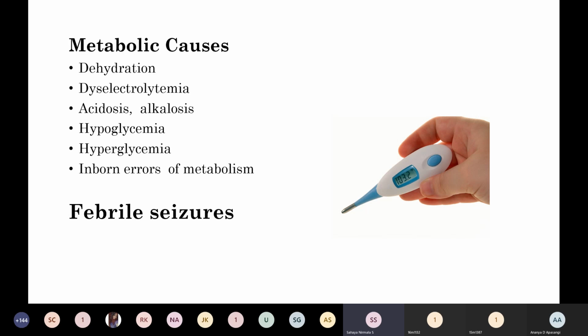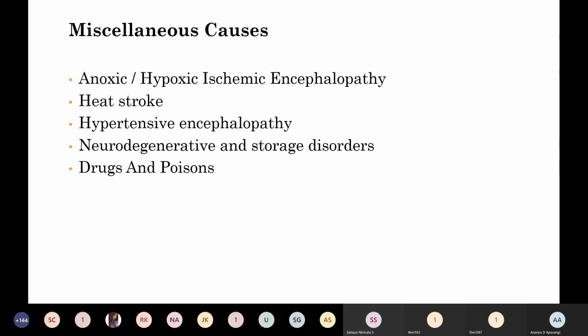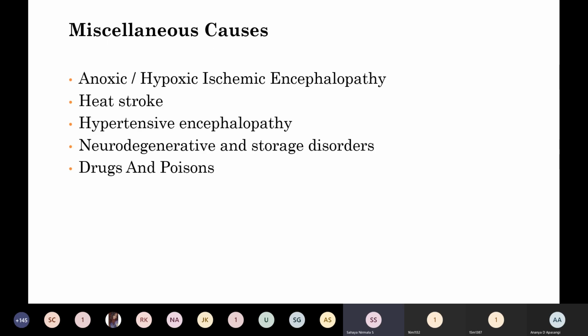Then you have the whole different set of febrile seizure again. It can be post-infectious, or because of space-occupying lesions like a brain tumor, brain abscess or tuberculoma, neurocysticercosis, vascular causes like AV malformation, intracranial thrombosis, hemorrhage. Some genetic causes like congenital malformations, neuromigrational defects, or even trauma, head injury. And some miscellaneous causes like HIE in the newborn period, heat stroke, hypertension, when we call it hypertensive encephalopathy, neurodegenerative and storage disorders, and sometimes drugs and poisons can also cause seizures.